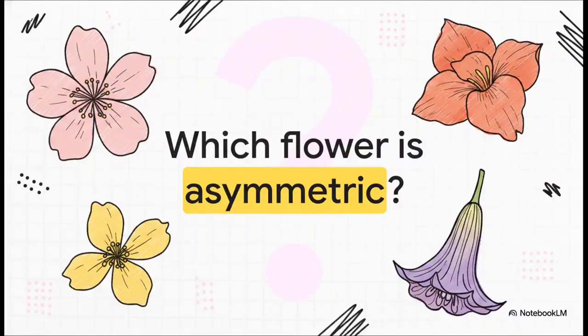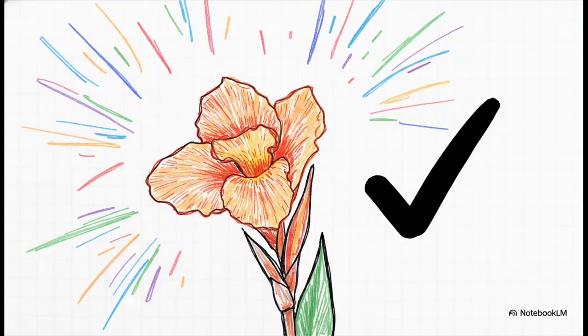Think back to our big rule breaker. Got your answer locked in? The answer is B, canna. Huge congratulations if you remembered our gloriously chaotic, irregular plant that flat out refuses to be divided into equal halves.